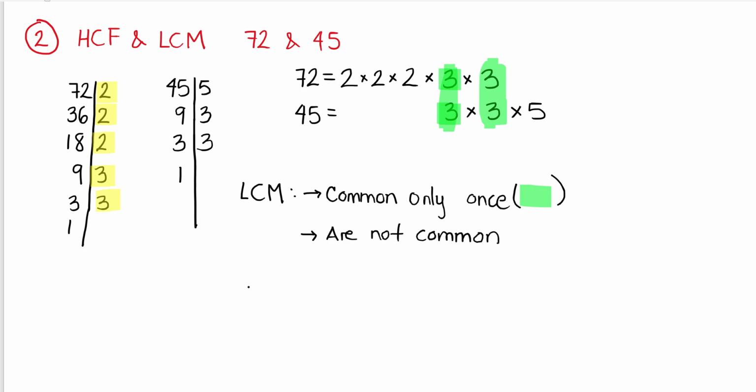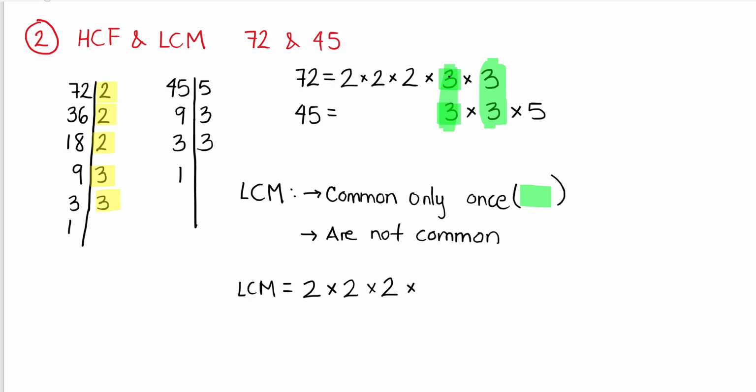So what does it look like? When I'm finding the lowest common multiple of those two numbers, I have to select the common ones only once and the ones that are not common, because I have to select everything. So I'm going to go horizontally here. This 2 is not common. Do I have to write it down? Yes. So I write it down. Then this 2 is not common. Do I have to write it down? Yes. Now this 2 is not common. Do I have to write it down? Yes.